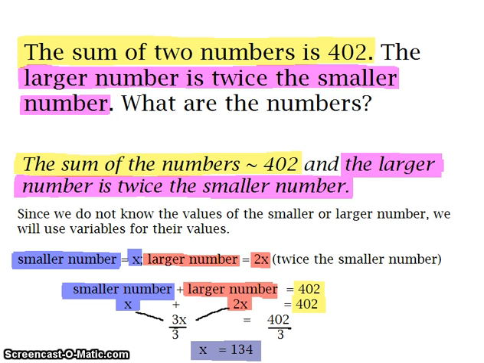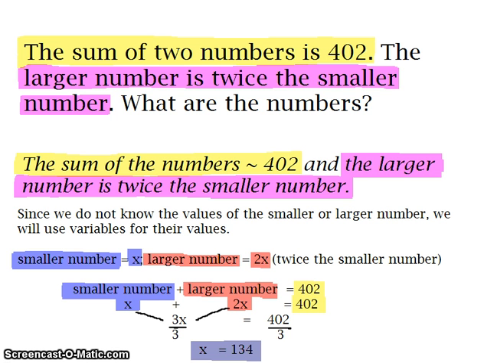In our example, since we don't know the value of the smaller number, we are going to represent the smaller number with the variable x, and the larger number with 2x. Why 2x? Because it says that the larger number is twice the smaller number. So the smaller number equals x, and the larger number equals 2x.